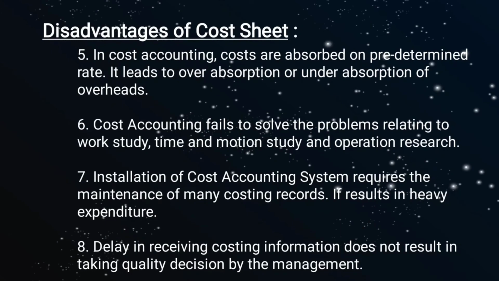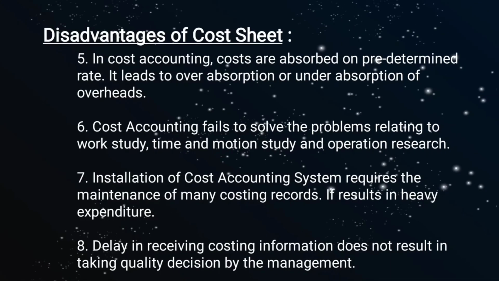Fifth, in cost accounting, costs are absorbed on predetermined rate. It leads to over-absorption or under-absorption of overheads. So, a cost sheet leads to over or under-absorption of overheads as the rates are predetermined.